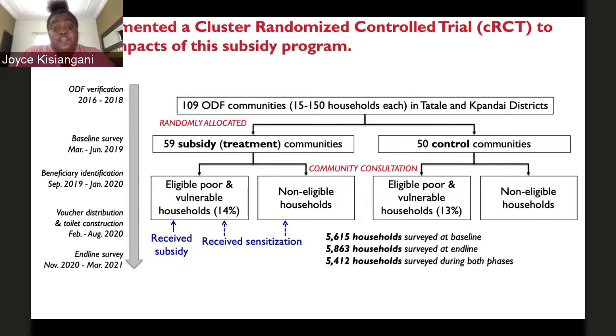We then conducted community consultation to identify households that were eligible and those that were not eligible among all the 109 open defecation-free communities. Then, within the treatment group, households that were identified as eligible for the targeted support received a voucher that they could redeem for the durable latrine substructure through the local artisan. So at this point, it's also important to note that we conducted baseline and endline surveys before and after the program with all the households within the 109 open defecation-free communities to determine latrine coverage, quality, and use.